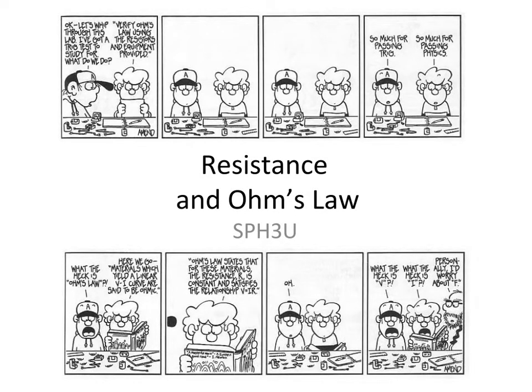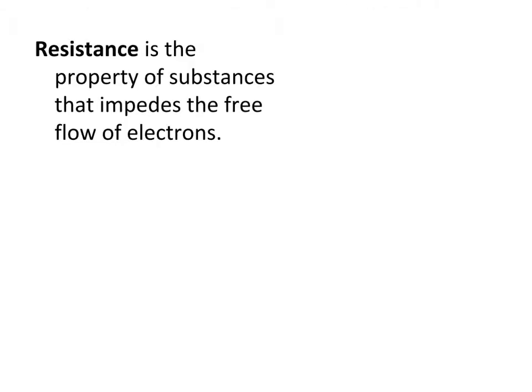Here we're going to talk about resistance and Ohm's law. Resistance is a property that substances have that impedes the free flow of electrons. So objects or substances with high resistance will really prevent the flow of electrons a great deal, whereas something with low resistance allows the electrons or the current to flow very freely. Copper is an example of a substance that has a low resistance.